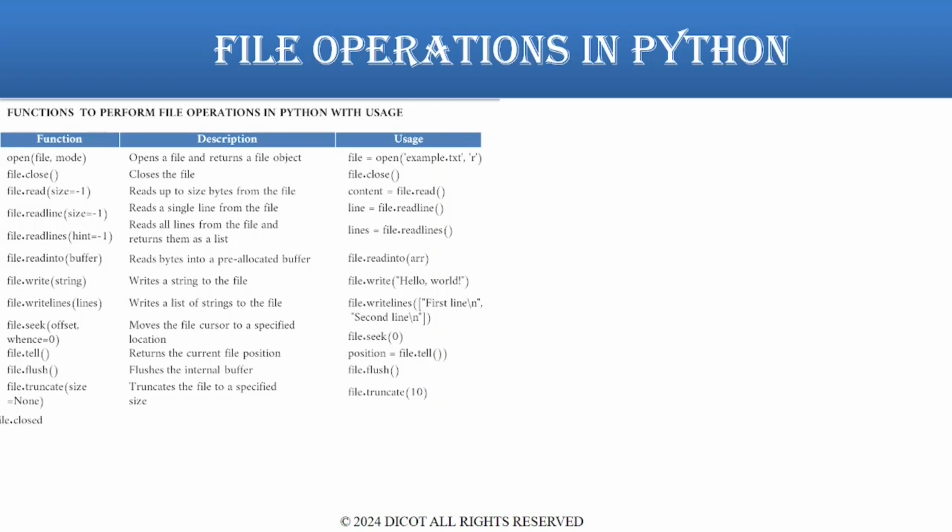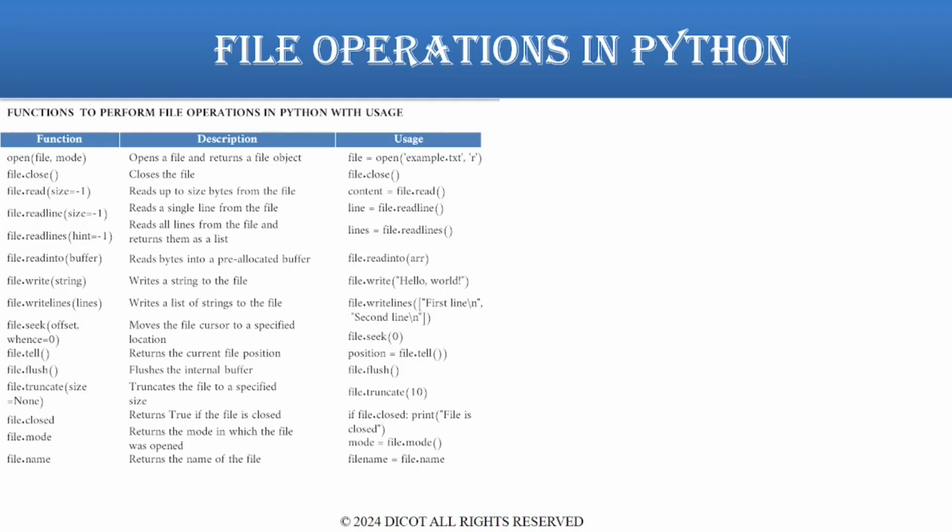Checking file status. File.closed returns true if the file is closed. File.mode returns the mode in which the file was opened. Example: mode = file.mode. File.name returns the name of the file. File.encoding returns the encoding used to open the file. Only available in text mode.